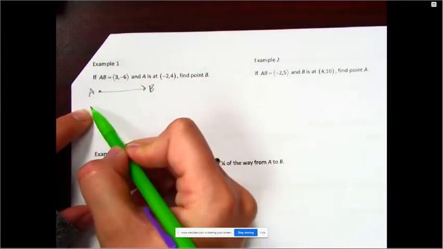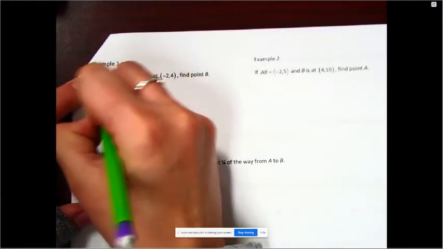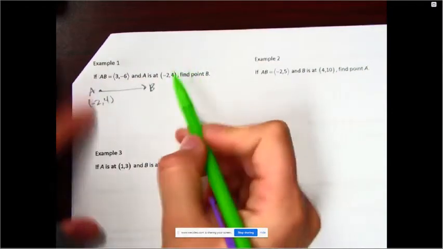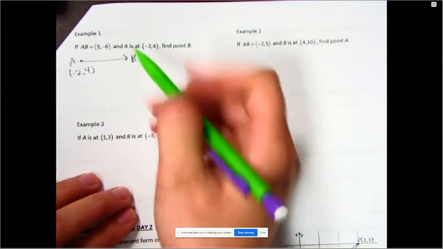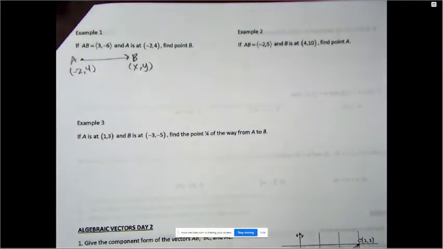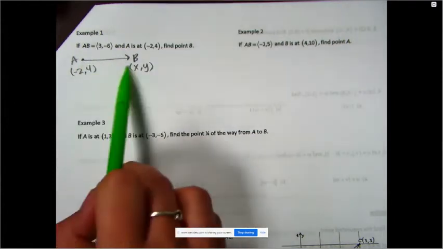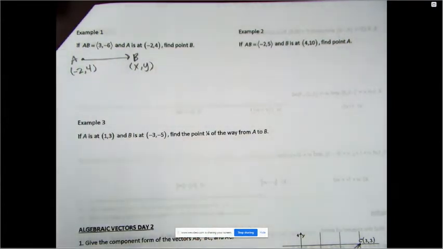A is not 3, negative 6. A is negative 2, 4. That's the point. They did not give me a point for B. We are trying to find B. So for right now, I'm going to make B x, y. We're trying to solve for the x value and solve for the y value. However, we know that the whole vector is 3, negative 6. So I'm going to use that process to create a vector to solve for x and y.